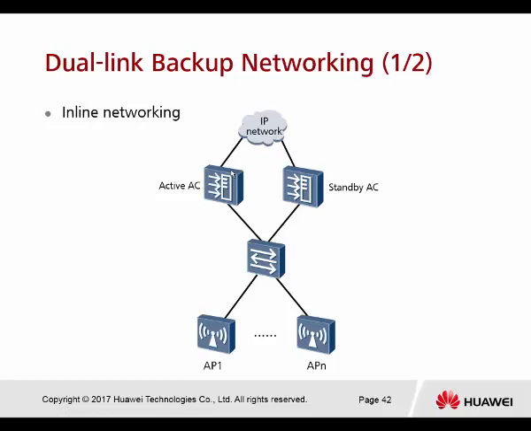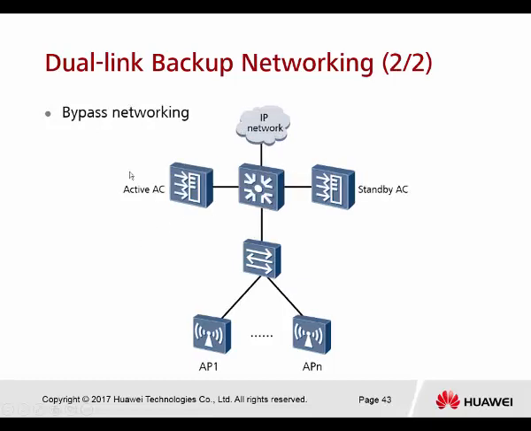Dual link backup networking. This topology shows the inline networking mode, because all the traffic has to connect back to the controller, and this controller has an uplink. Okay, they have a downlink and an uplink, so we call it inline networking. And this is the bypass networking. So the dual link backup can be used in the inline networking mode and also the bypass networking, like this.